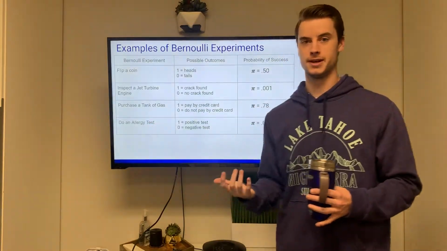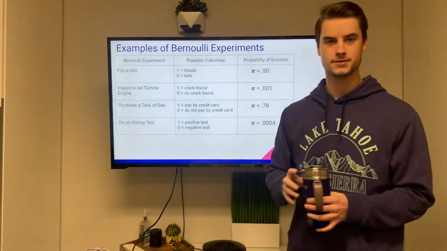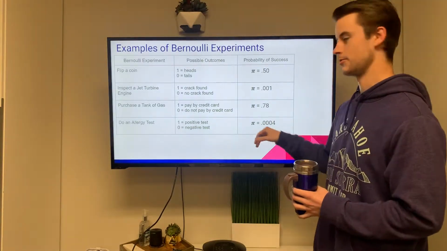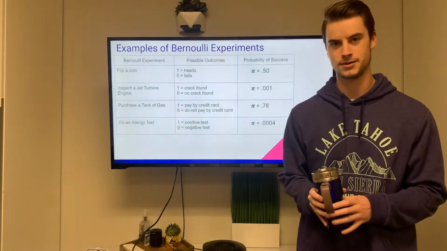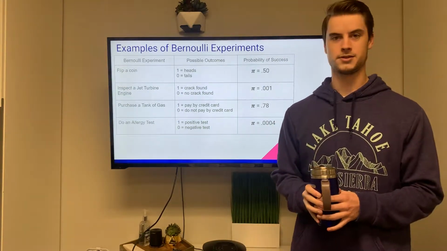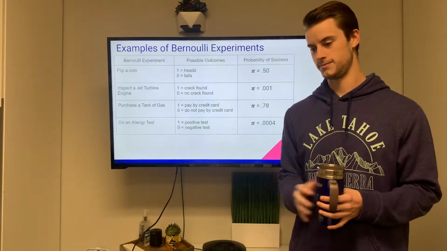Or if you do an allergy test, 1 is a positive test, 0 is a negative test, and then our probability of success is 0.004, okay? You could be allergic to dairy or something, you take an allergy test to see if you're allergic to dairy. Probability of success of you being allergic to dairy is 0.004, okay?